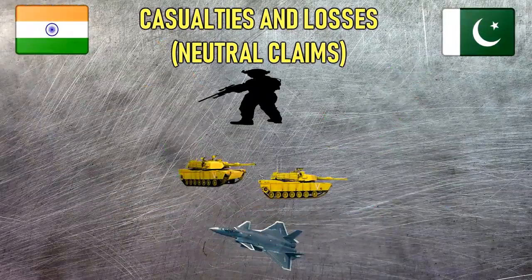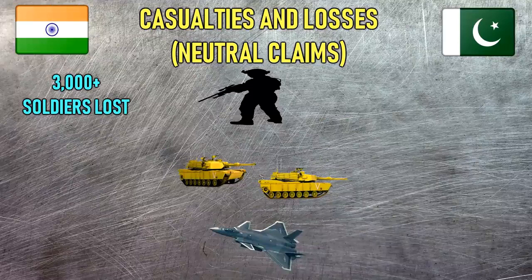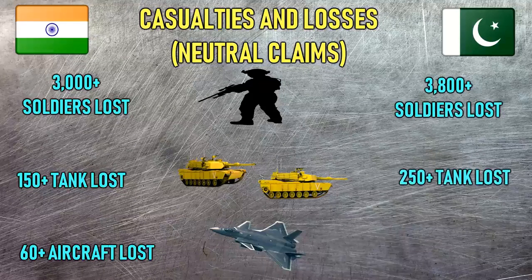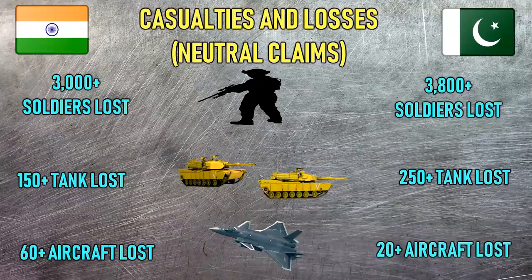Casualties and losses. Neutral claims. India 3,000 plus soldiers killed. 150 plus tanks lost. 60 plus aircraft lost. Pakistan 3,800 plus soldiers killed. 250 plus tanks lost. 20 aircraft lost.